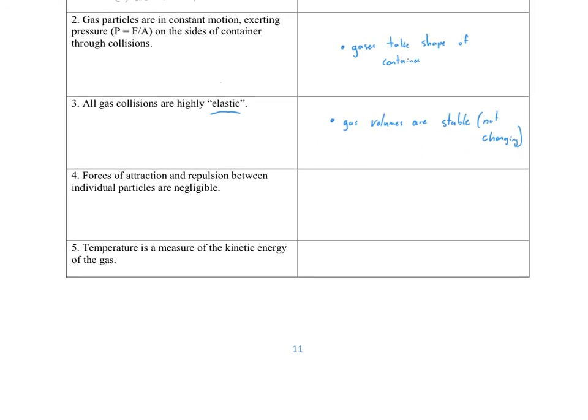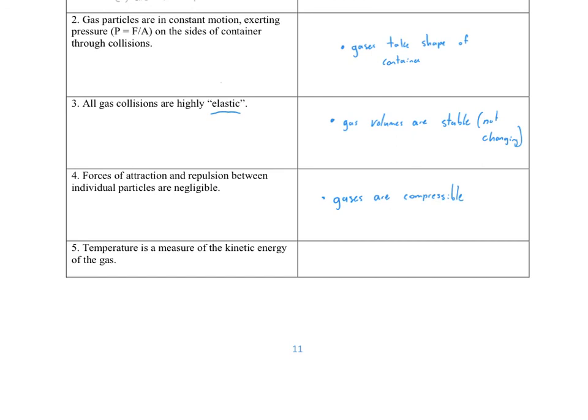Now, point number 4 says that the forces of attraction and repulsion between individual particles in the gas are negligible. Now, what does that explain about what we see with gases? Well, we know that gases are compressible, and this helps to explain that. Right? If the forces of attraction and repulsion between the particles of a gas were not negligible, if they were significant, we would not expect the particles to be far apart from one another for very long. If the particles attracted one another, they would all get close together and things would clump up, and we wouldn't be able to have all the space in between those particles. And therefore, gases would not be compressible for very long.